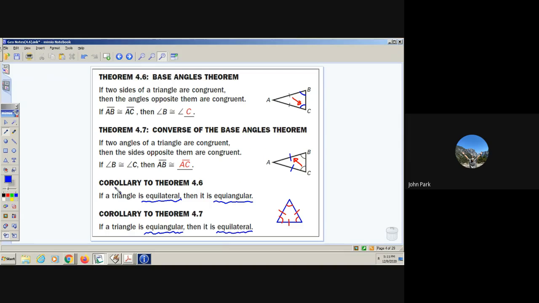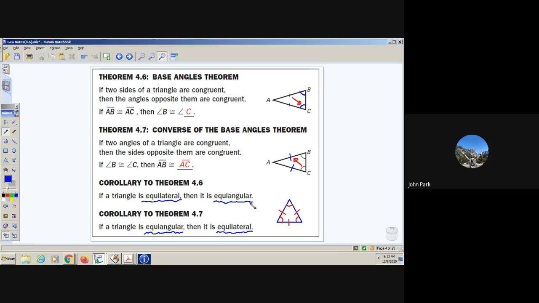And then the corollary, if you remember, follows the theorems, which is kind of obvious, right? If you look at the base angles theorem, you start with two sides, and now if you start with three sides, that means all three angles are going to be congruent. So not only isosceles, but if it's an equilateral triangle with three sides congruent, then it's also going to be equiangular, which means the three angles are also congruent.